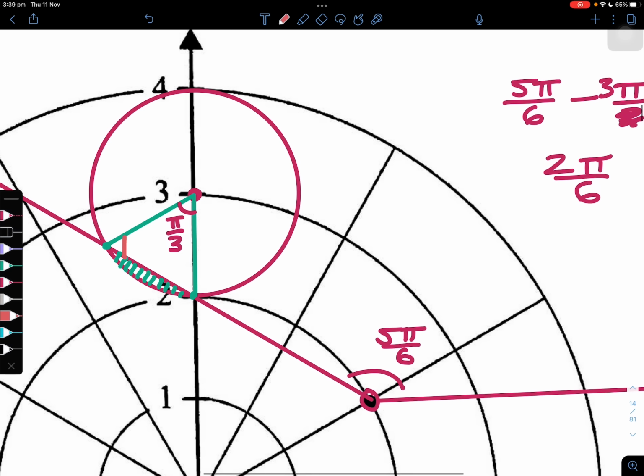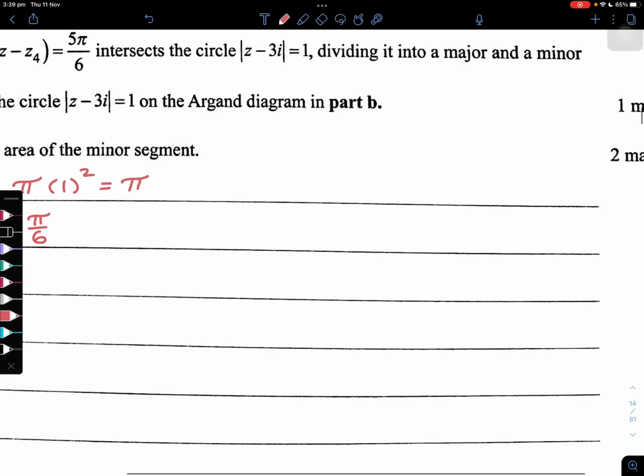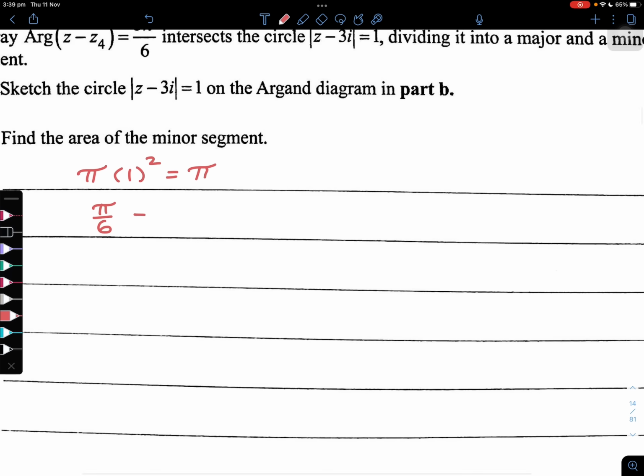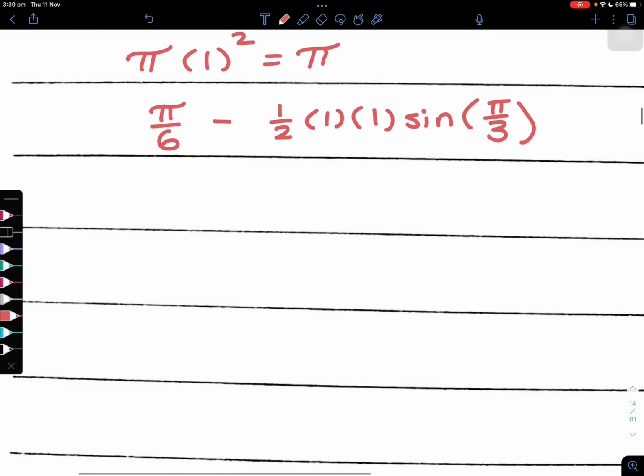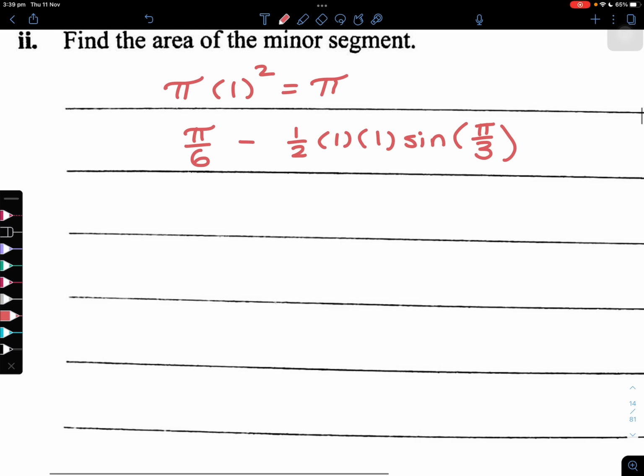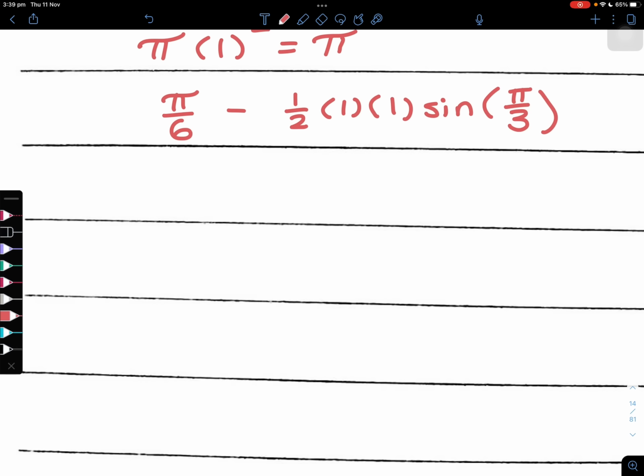And then finally, I'm going to subtract the area of this triangle. And we know that this length is 1, this length is 1. So we can find the area of that triangle by doing half times 1 times the other one times sine of pi on 3. Okay? Now this is a formula in the formula sheet, but it can be derived. This formula just basically finds the height of the triangle and then still applies half base times height.